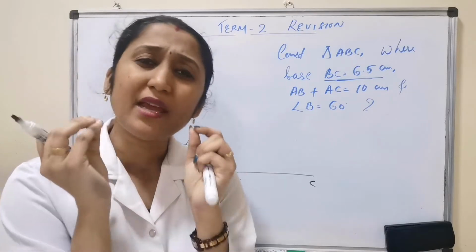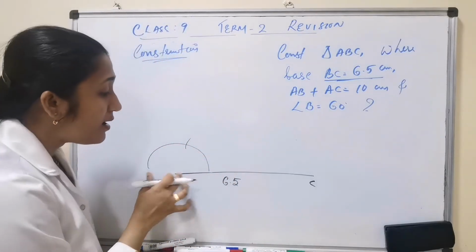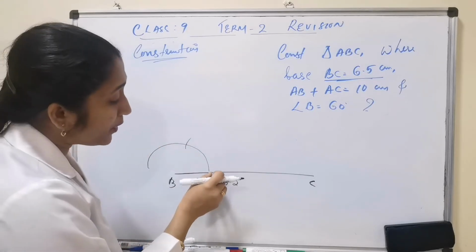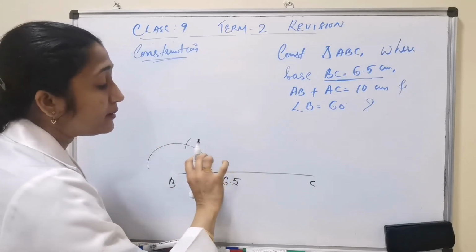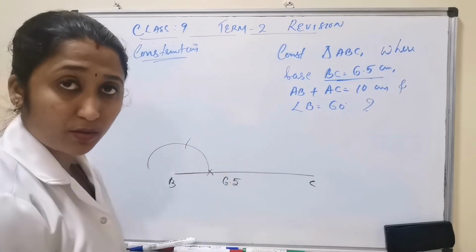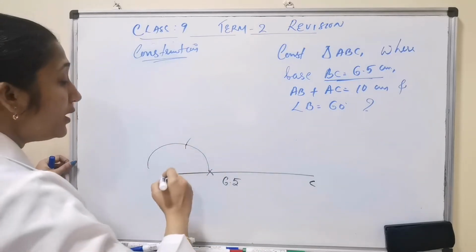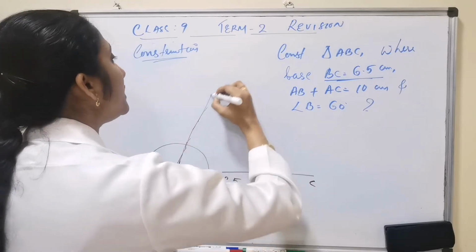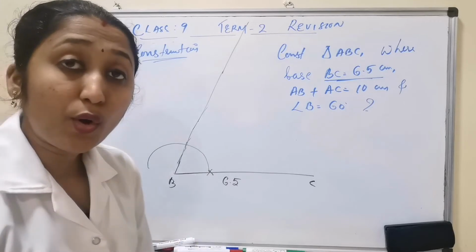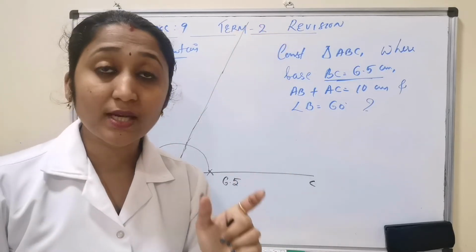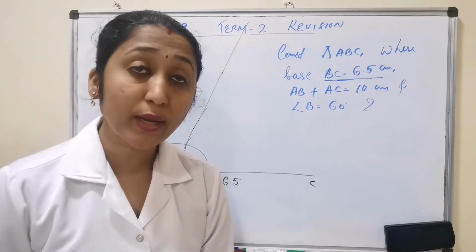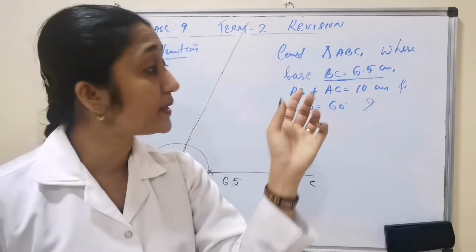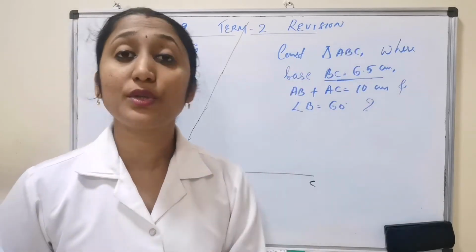Take any measure, point at B and draw a half circle. After that, with the same measurement, point at this point and cut the half circle. Then draw a line through this point. You have to draw the line as long as possible, because the next step is AB plus AC equal to 10 cm.